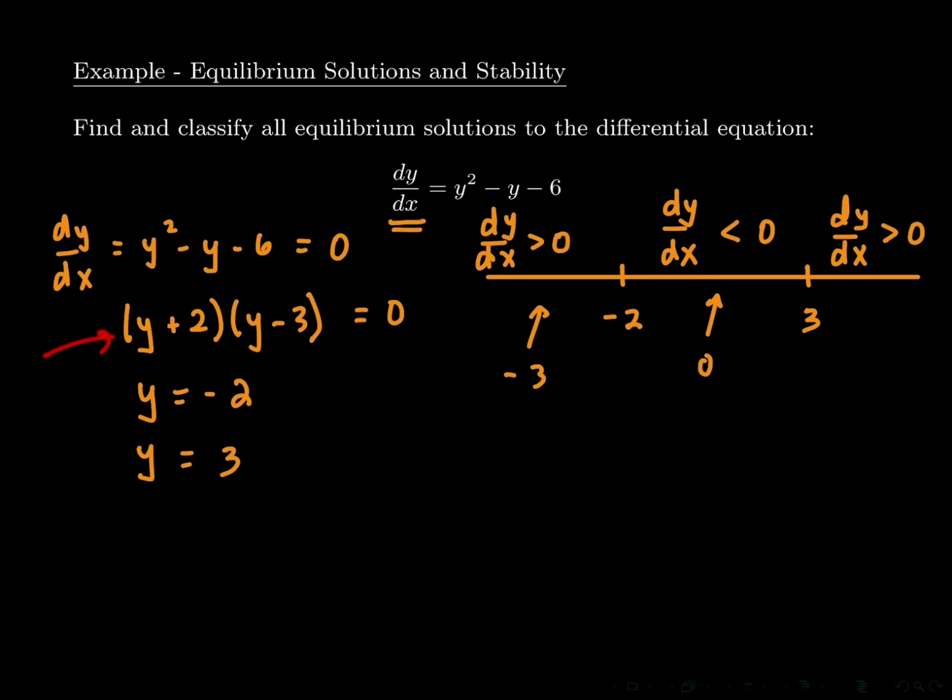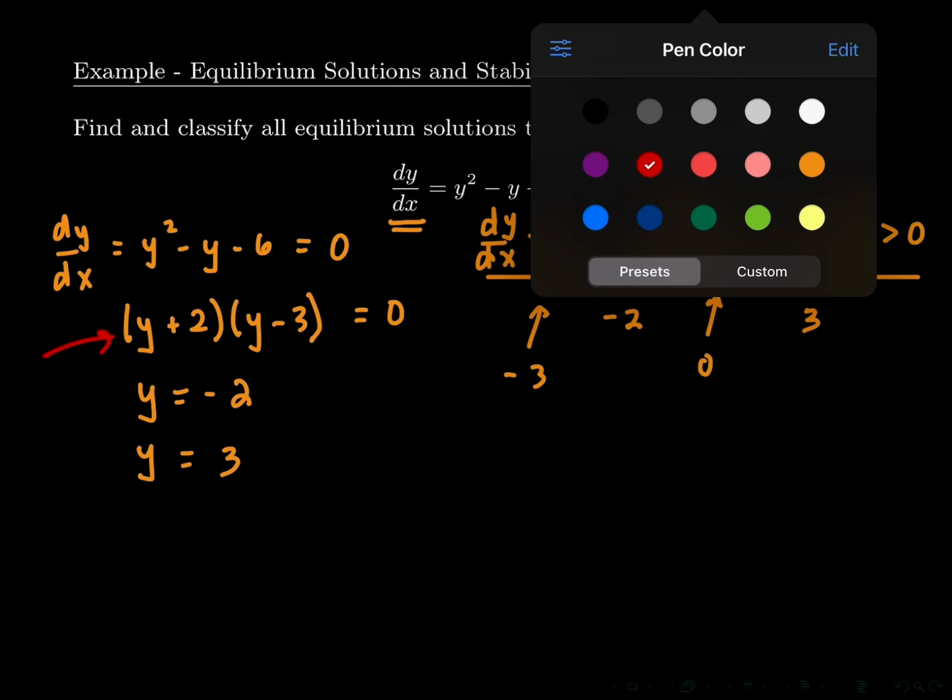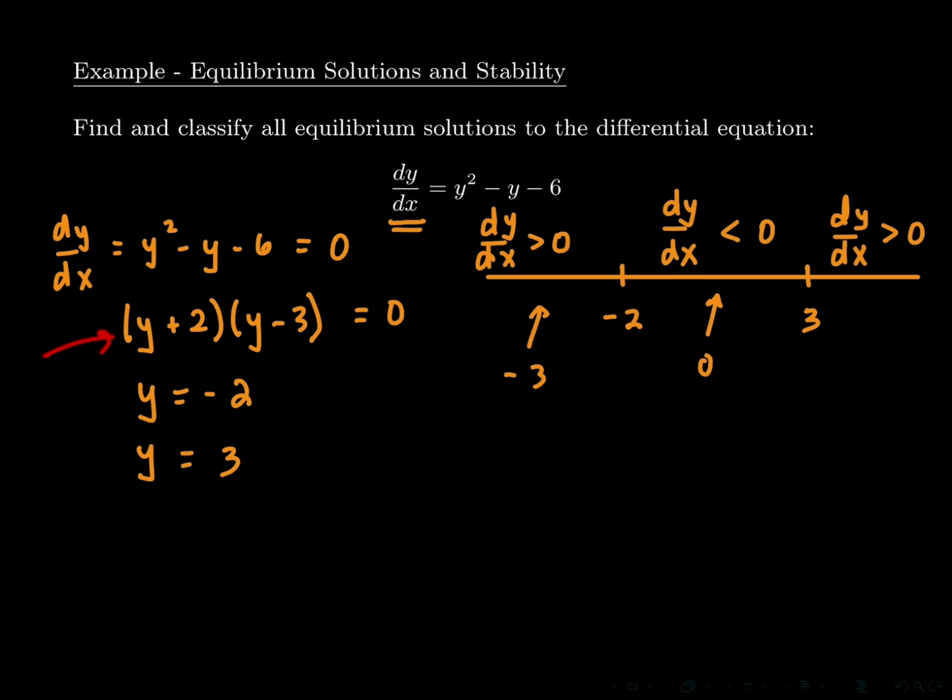Now the question is, in constructing the phase line, what does it actually look like? So let me pick a different color here to draw the final phase line. So if I have negative 2 and 3, and we said less than negative 2, the differential equation is going to be greater than 0, which means the phase line will have an arrow going to the right.